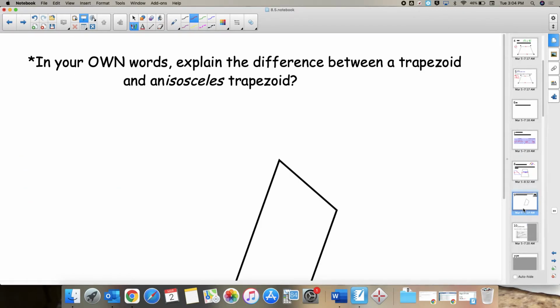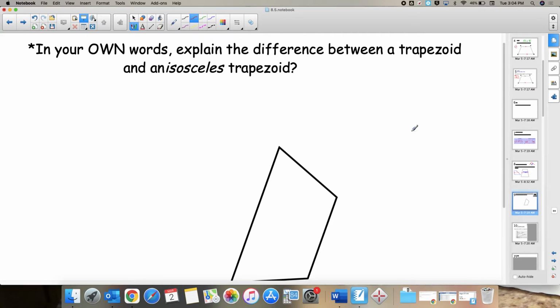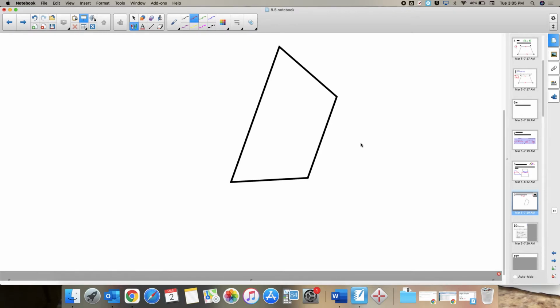So it says, in your own words, explain the difference between a trapezoid and an isosceles trapezoid. In a normal trapezoid, there are non-congruent legs. In your isosceles trapezoid, the legs are congruent. And that's truly the difference between them. So we're looking, are these legs congruent or not?